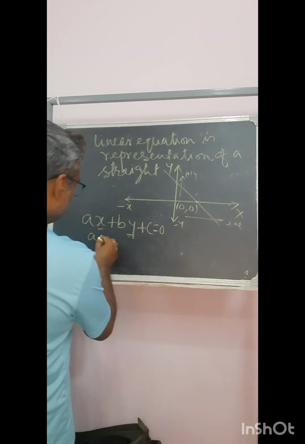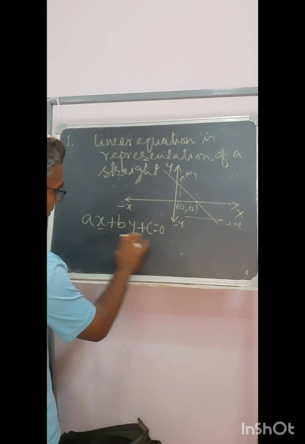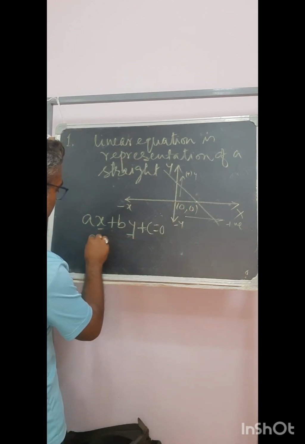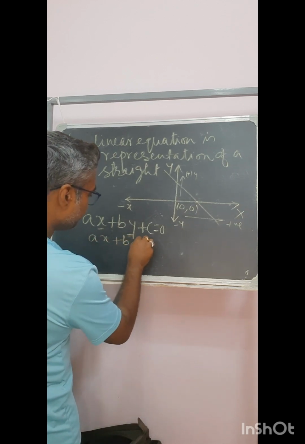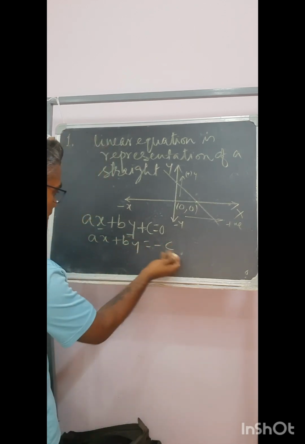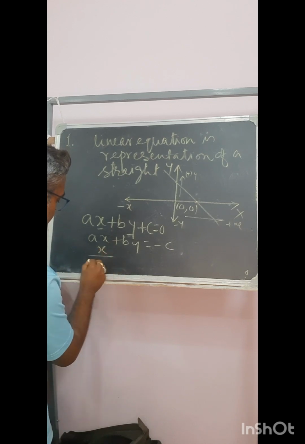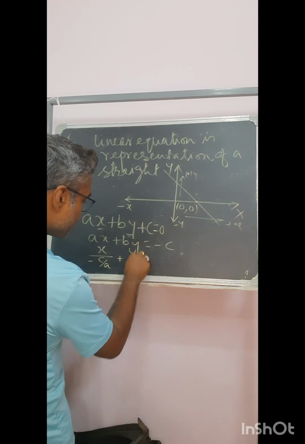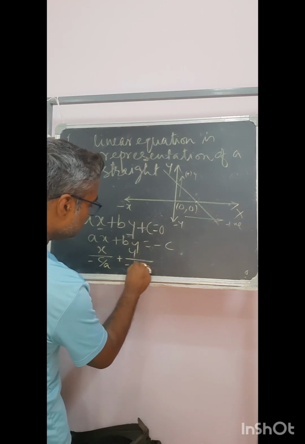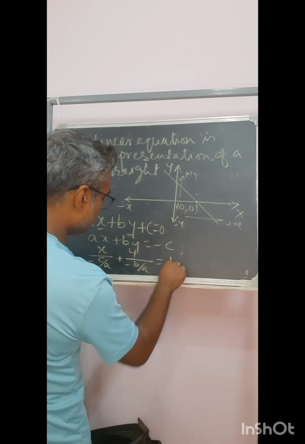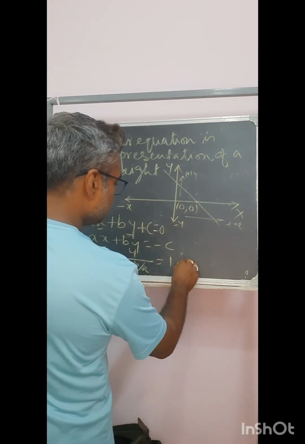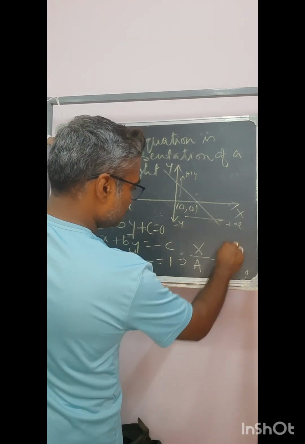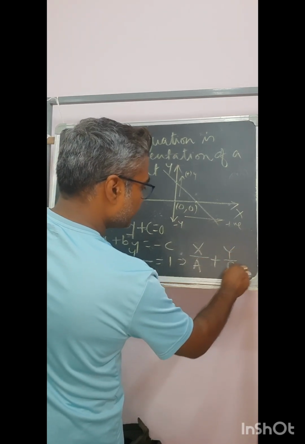So if I represent this in the intercept form, how will I do that? Minus c. Now I will divide by c. If I do it, I will get something like that, is equal to 1. So this is the generalized form: x upon a plus y upon b is equal to 1.